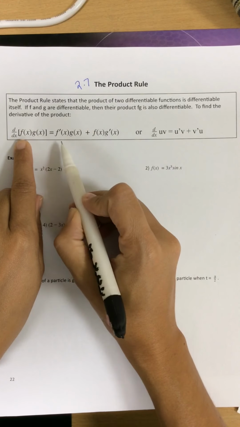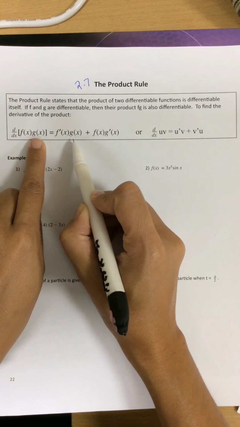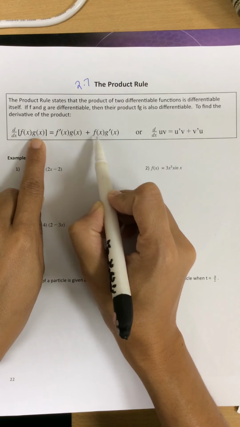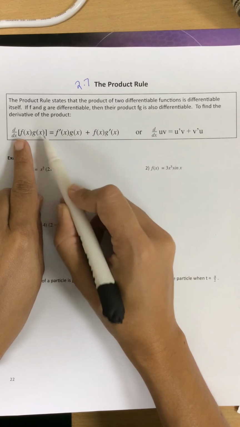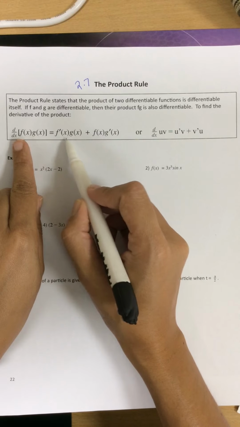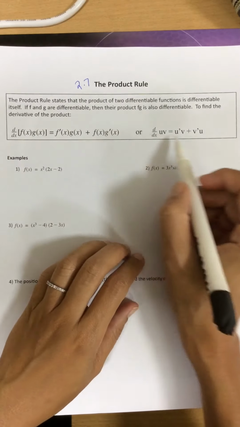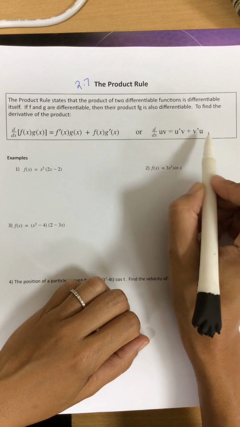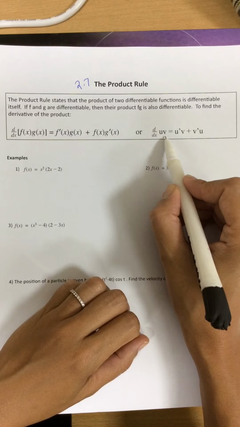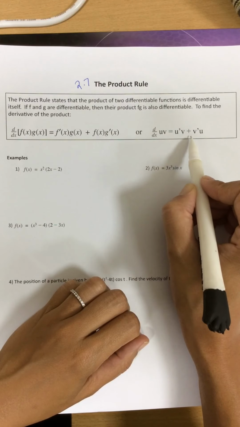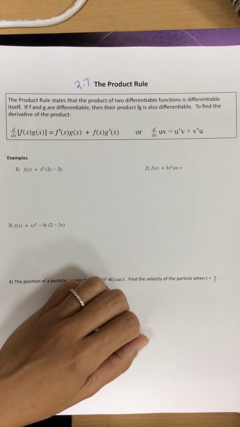The rule is then that the derivative is equal to f prime of x times g of x plus f of x times g prime of x. So basically you're finding the derivative of each one and multiplying it by the original function and then adding those together. Sometimes you'll see it written like this just because it's easier. You set one function equal to u, you set one function equal to v, and it's u prime v plus v prime u. And that's the way I'm going to do it because it is easier for me to remember.